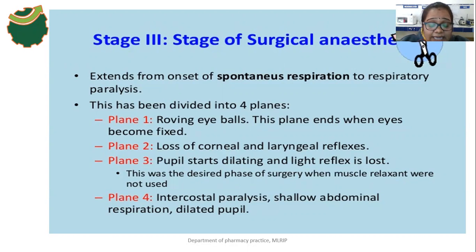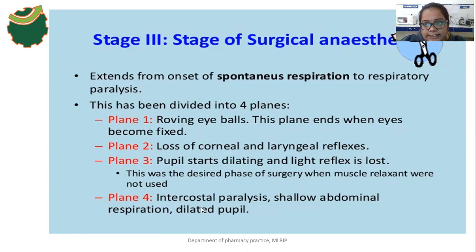And this is a very desired phase of the surgery. Okay, so this is the desired phase of the surgery when muscle relaxants were not used, this plane 3 stage. So the best time for doing the surgery is what? In stage 3, the third phase. So this stage 3 is again divided into 4 planes. In that, the third plane is a very suitable period for the performance of what? Surgical procedure.